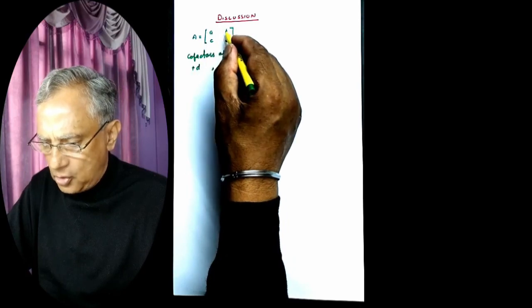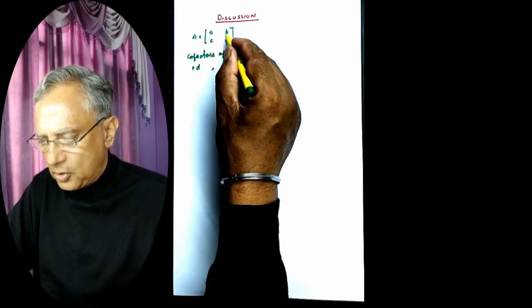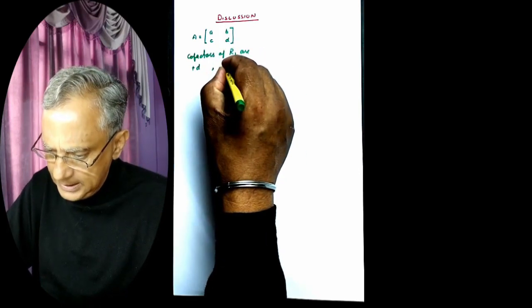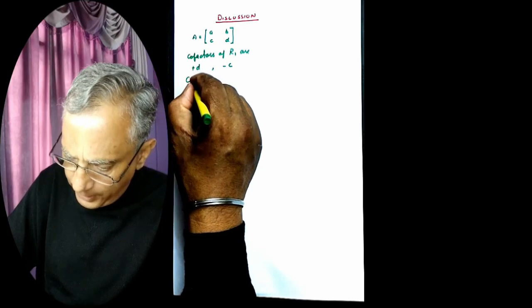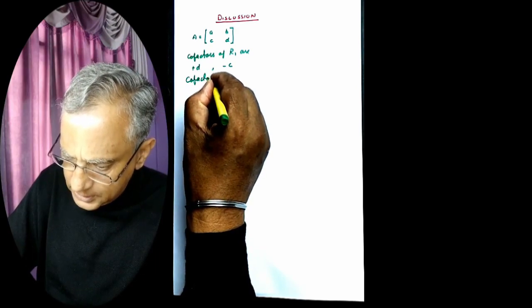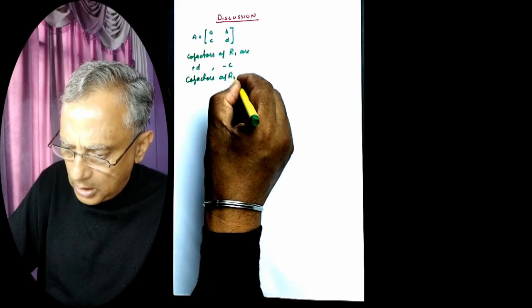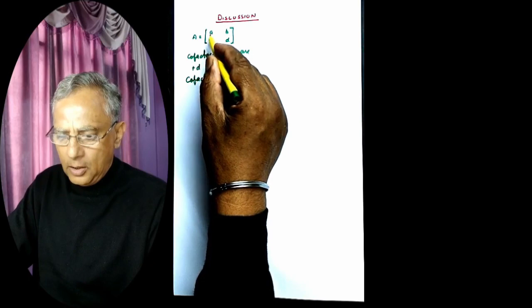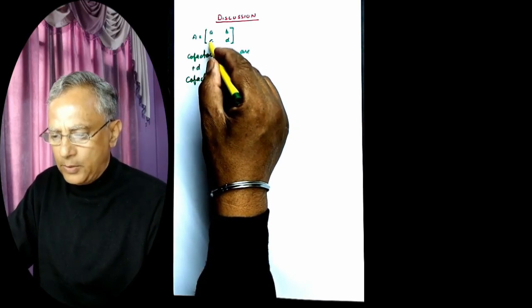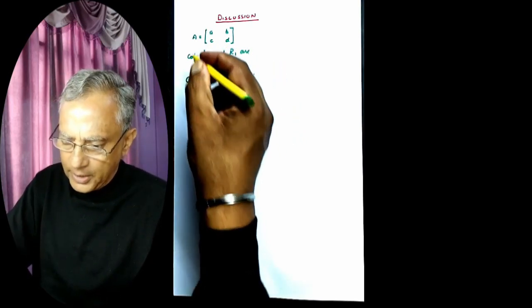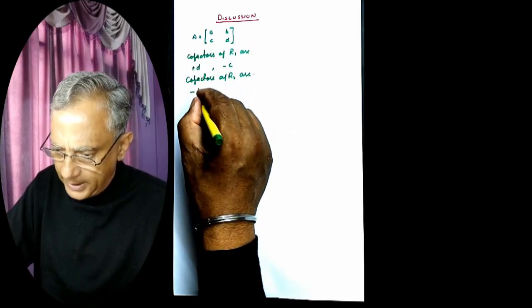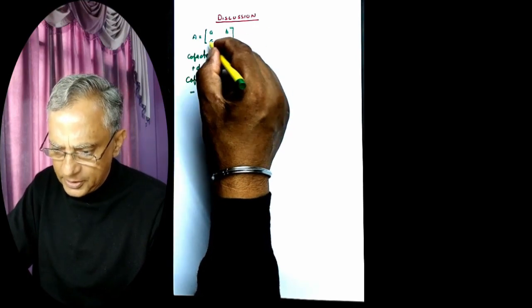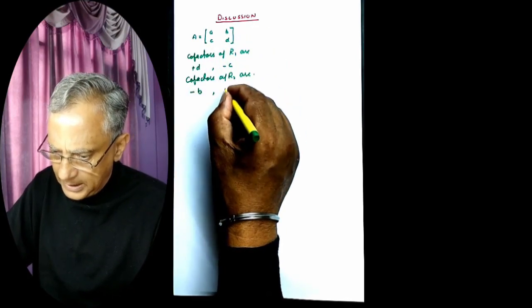Cofactor of this: this is gone, this is gone, C, and the place of this entry is first row, second column, odd. So minus C. And cofactors of R2. Now this is odd place entry, second row, first column. 2 plus 1 is odd, so we will have a negative sign. This is gone, we will have minus B. And this is even place entry, this is gone, we will have a plus A.